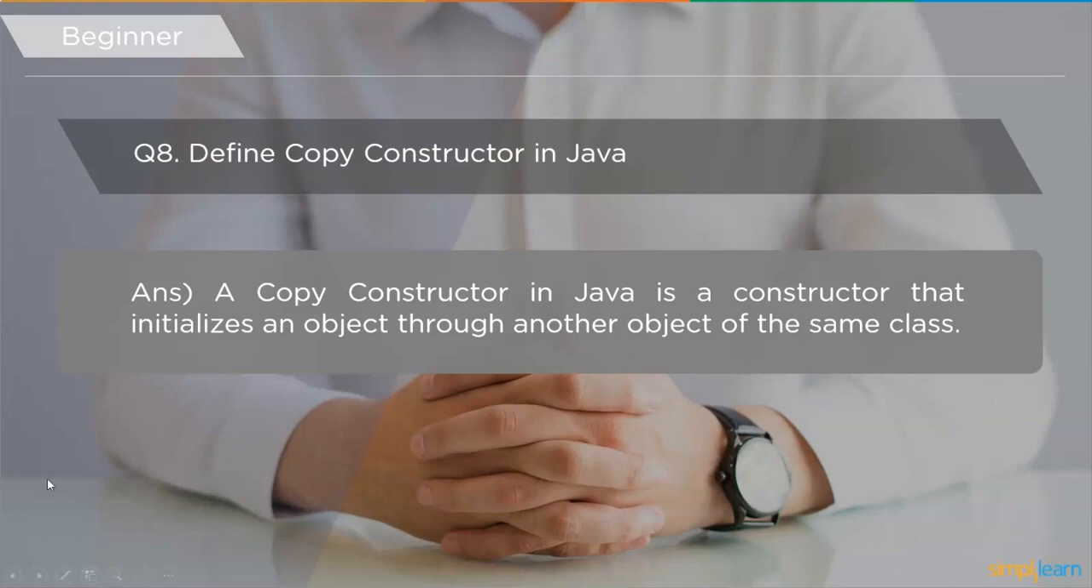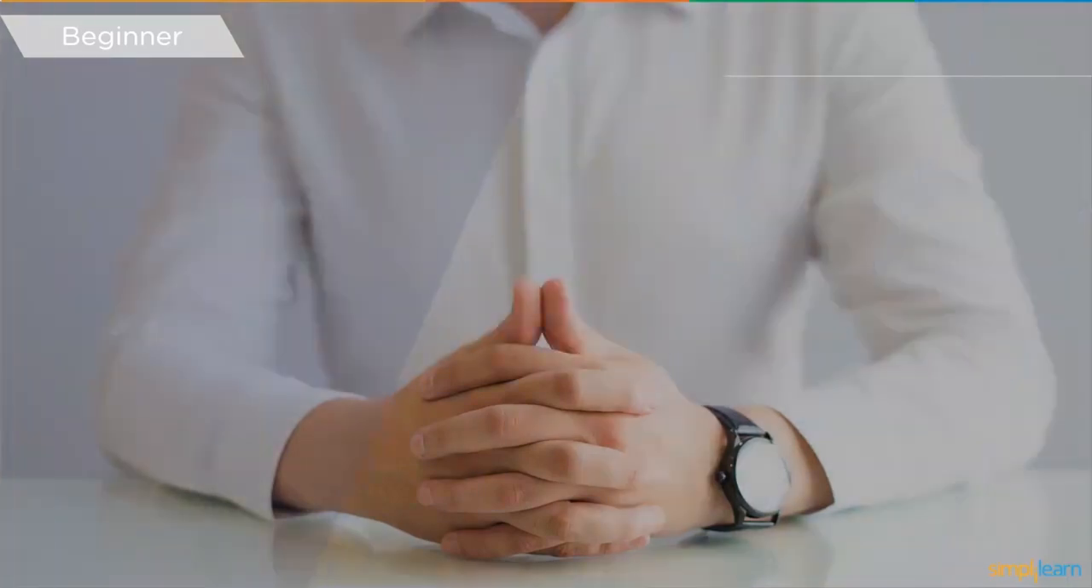A copy constructor in Java is really helpful because when you want to copy a complex object that has several fields, or when we want to make a deep copy of an existing object, then the copy constructor is the one which will help you out in this situation. So followed by the eighth question, we have the ninth question.